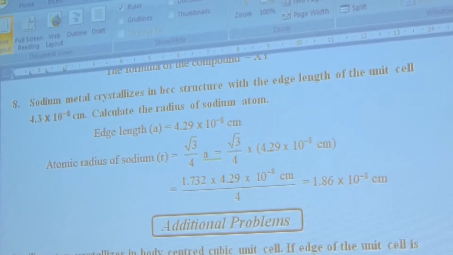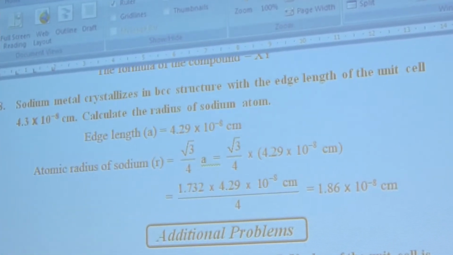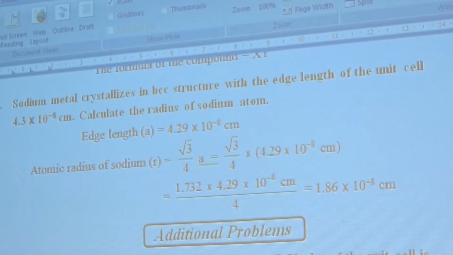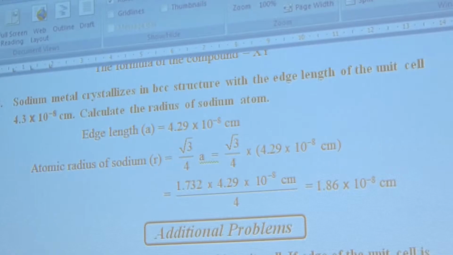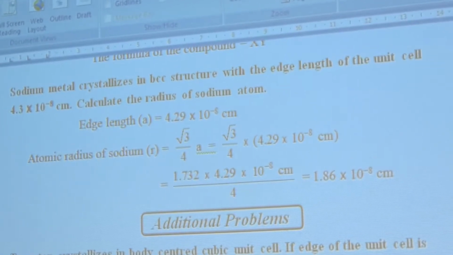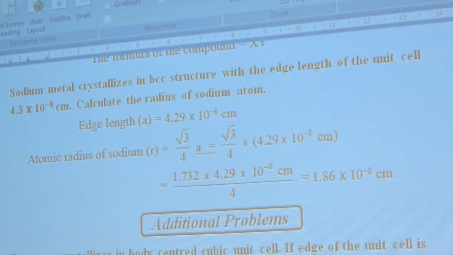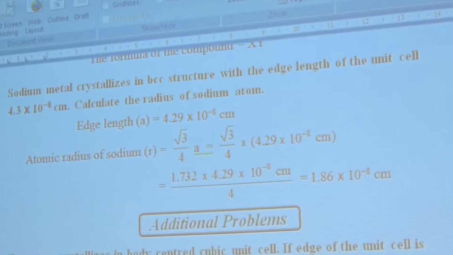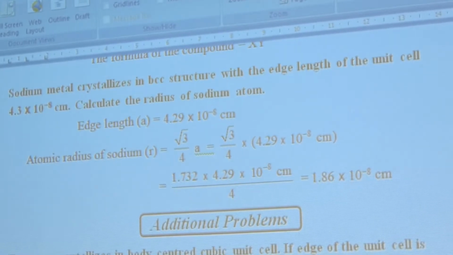Usually, length will be given in picometer. 1 picometer is equal to 10 power minus 12 meter, which is equal to 10 power minus 10 centimeter. This is how you have to convert picometer into centimeter. Usually, they will be given in picometer. Now, they are given directly in centimeter. So, let us use the edge length given.